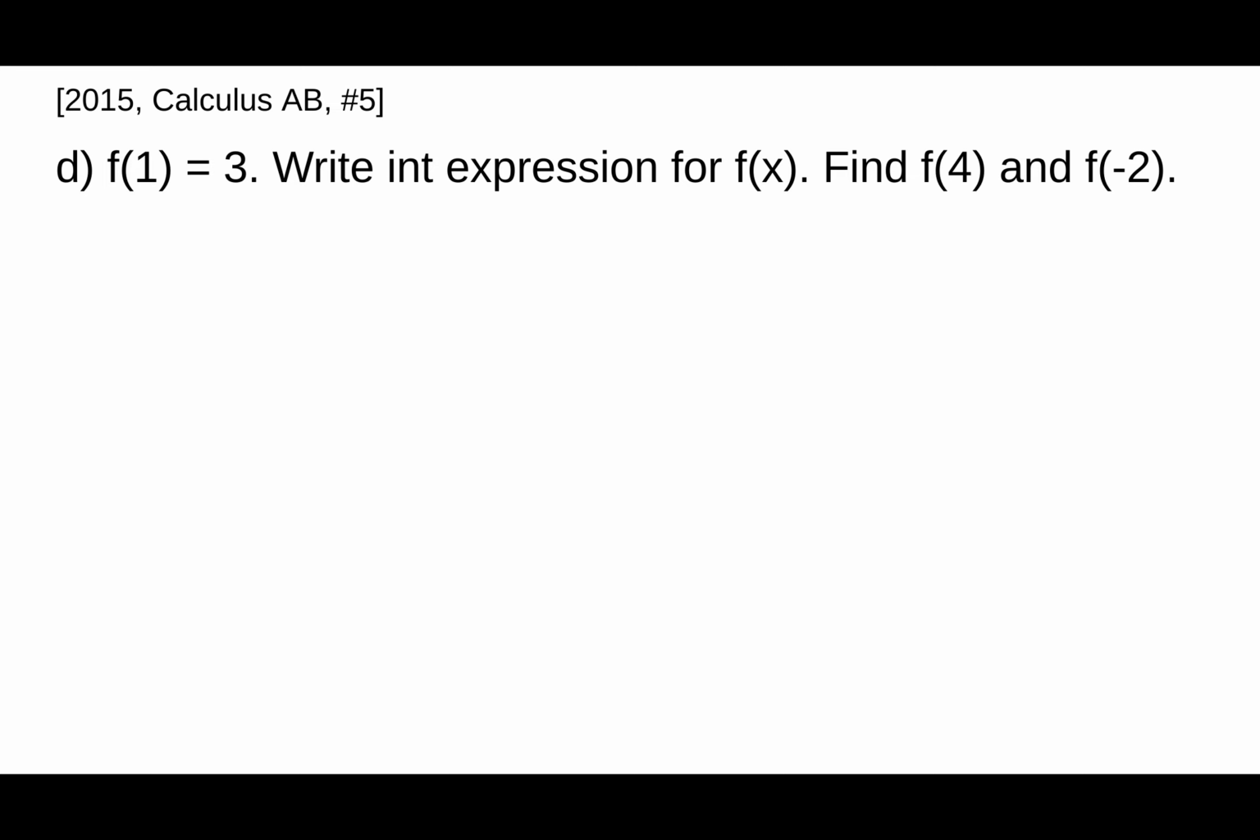In part D of this question, we are given that f of 1 is equal to 3. We are asked to write an integral expression for finding the value of any f of x, and then we are to use that function to find f of 4 and f of negative 2. Since we're given that f of 1 is equal to 3, we can use the fundamental theorem here to come up with a rule for f of x. f of x would just be 3 plus the integral from 1 to x of f prime of x dx. All right, that will get us f of any x that we want. We just have to be able to calculate that integral.